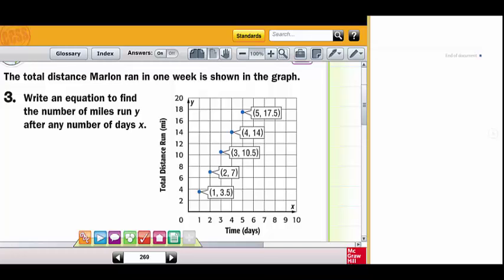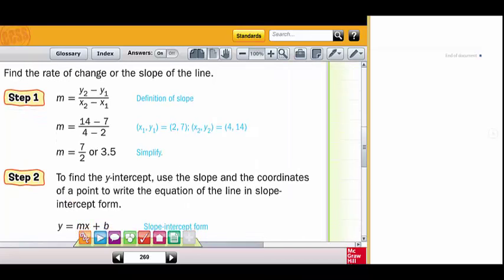And it asks us to write an equation to find the number of miles run, y, after any number of days, x. So what they suggest we do is that we find the rate of change using point-point form. So we're going to take the second point minus the first point, change in y over change in x, and get a slope. So let's take a look at that first.